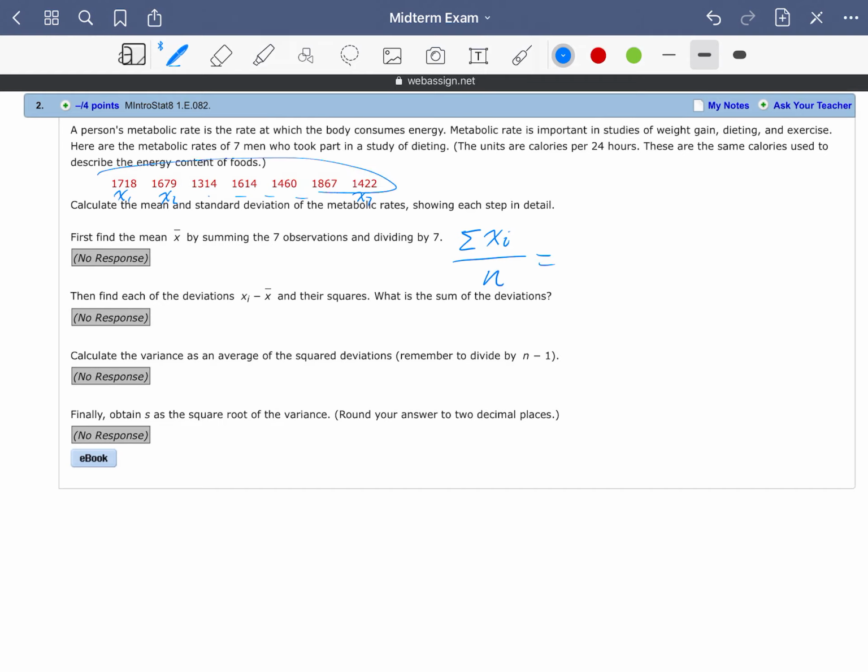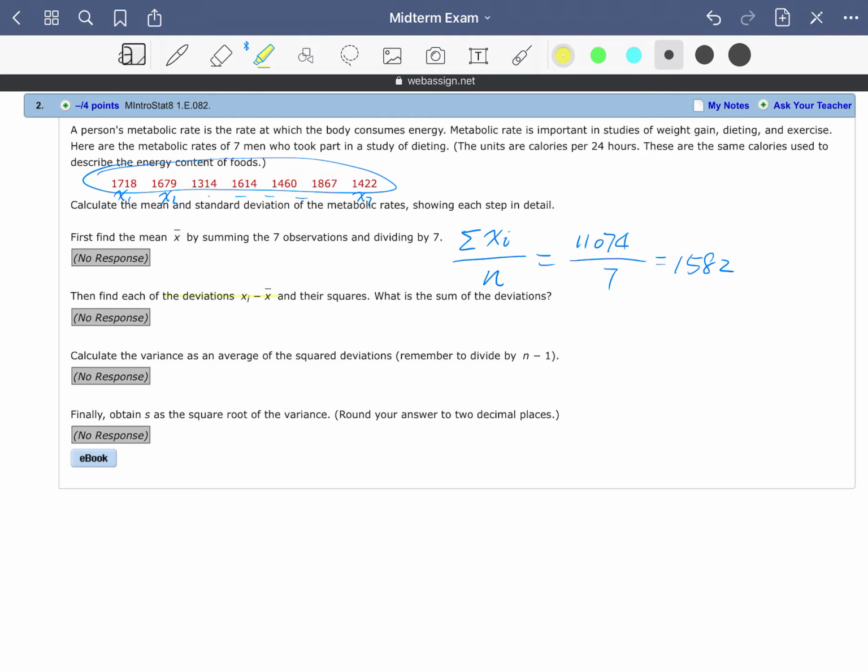When you add all those numbers together, the answer is 11,074. You divide it by 7, and the answer is 1582. Now the next question, find each of the deviations. It tells you the deviation is just the difference between each data point and the mean. This is actually the definition of deviation. And then you're not only asked to find the deviation, you also need to find their squares, so the square of the deviation.